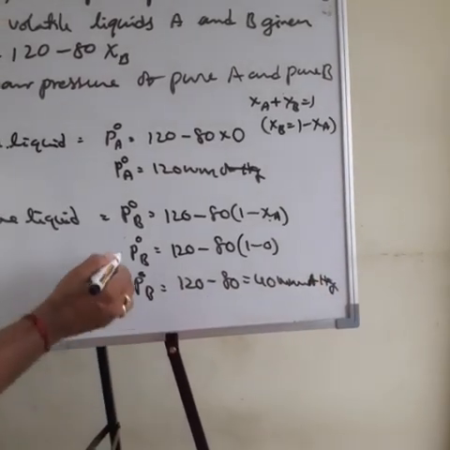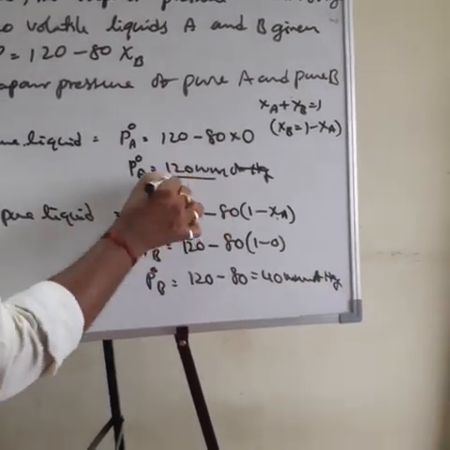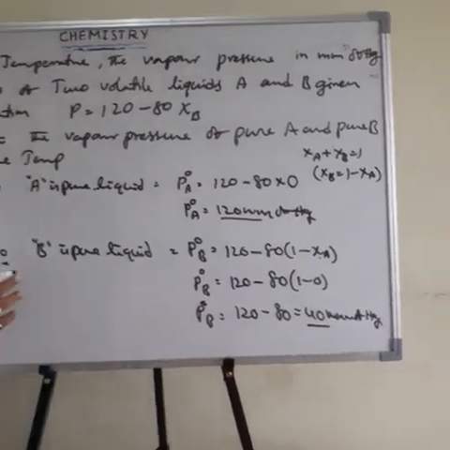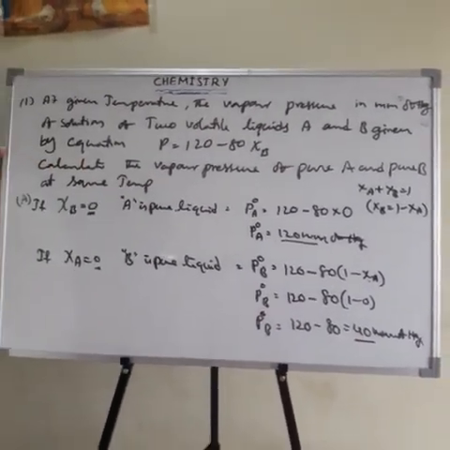So the vapor pressure of pure compound A is 120, and the vapor pressure of pure compound B is 40 mm of mercury. So this is about the question.